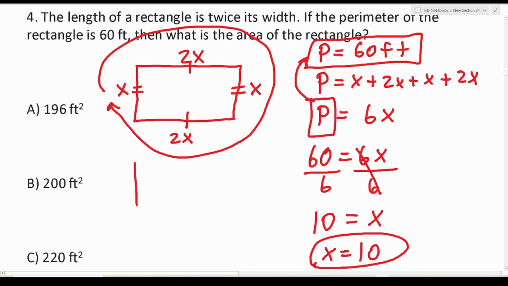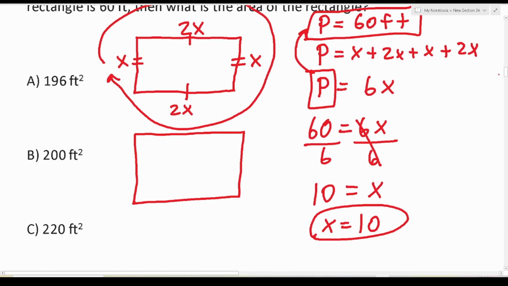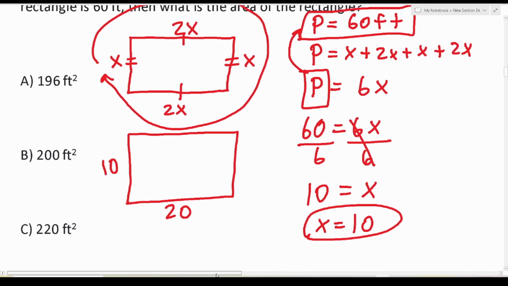All right, I'm going to draw the same rectangle, and I'm going to use this information here to label its length and width accordingly. Again, we know x is 10, and x also referred to the width. So this width is 10, and the length, as I mentioned at the beginning of this problem, is 2x. Well, 2 times 10 is 20. So this is a 10 by 20 rectangle, and this problem wants us to find the area of this rectangle.